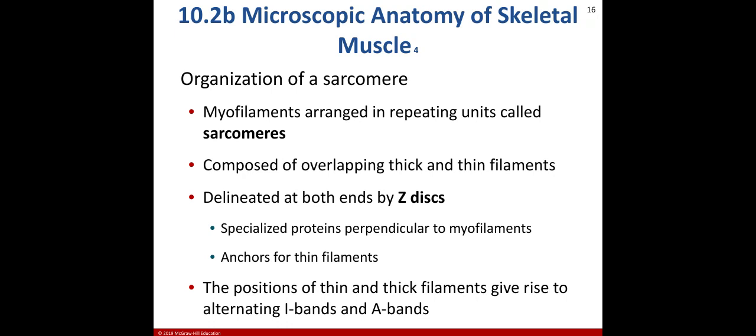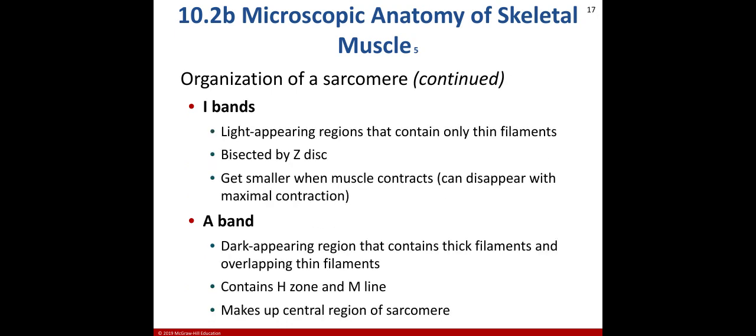When you look at this under a microscope, the position of the thin and thick filaments gives us what we look at as alternating I-bands and A-bands. Don't worry, there will be a picture. The I-bands are the light-colored region, and they only have thin filaments. They're bisected by the Z-disc. These I-bands will get smaller or even disappear when the muscle contracts. The A-band is the darker region, and it has thick filaments overlapping thin filaments.